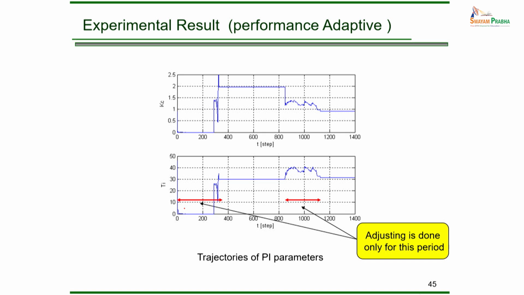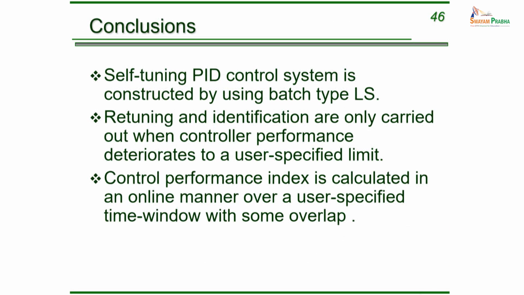In other words, we are not adjusting the parameters at each and every sample interval. That's classical adaptive control. It is overkill. We're only doing the adjustment for when the performance drops below the threshold.